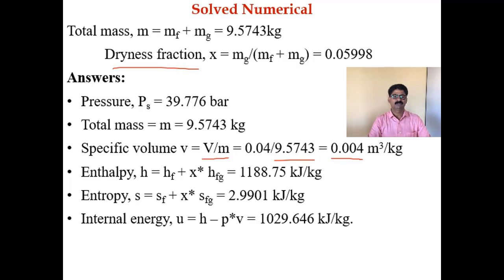I request all of you to work out these problems. Don't simply listen to the lecturing. You can pause this video at any moment for individual formulas, substitute and calculate. Try to understand the subject properly, so that you will be able to solve any problem from this chapter. So with this I conclude this lecture number 6, and also the numericals on use of property tables, steam tables.